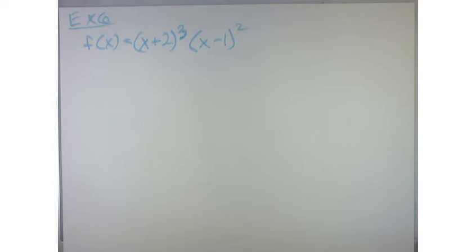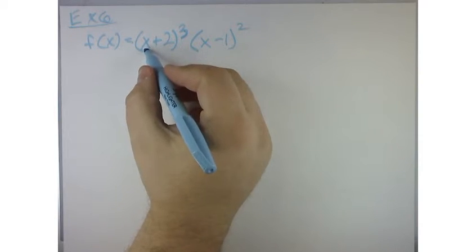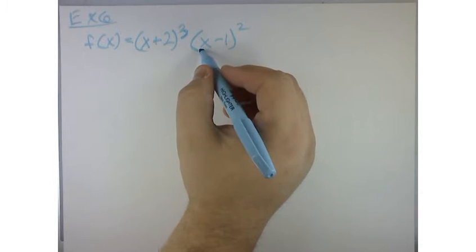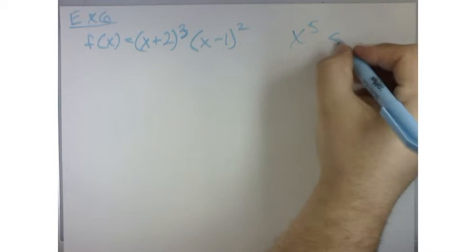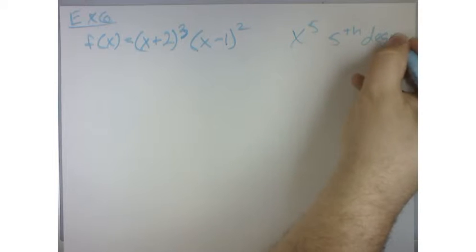Now here's the thing, how many x's are there? Well, this will be multiplied by itself 3 times, so I've got 3 x's coming from this. This will be multiplied by itself twice. So this is a 5th degree polynomial, right? Do you guys see that, where that's coming from?